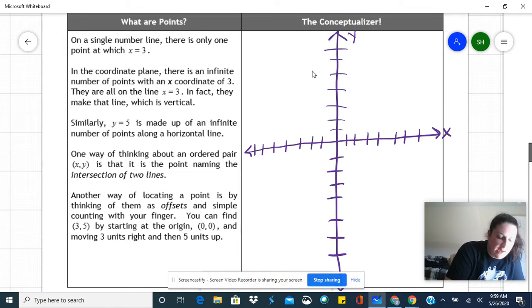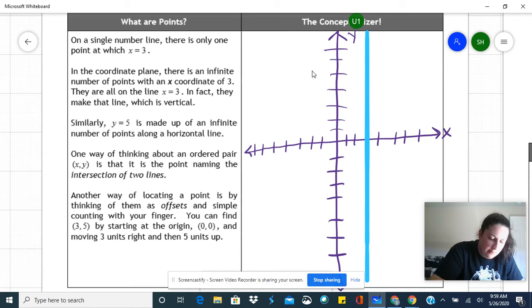Okay, so here, if we were to use x is 3, and draw with a blue line, any point on this blue line would be x equals 3, okay? Any point. So we'll make this a little dotted line, just so we remember it's not a line. Anything on that line would be x equals 3.